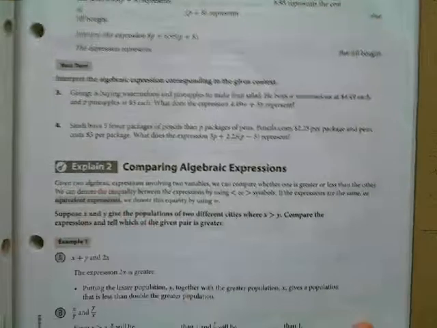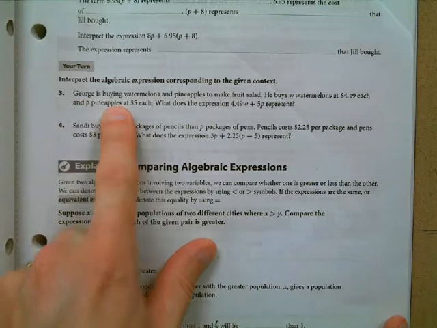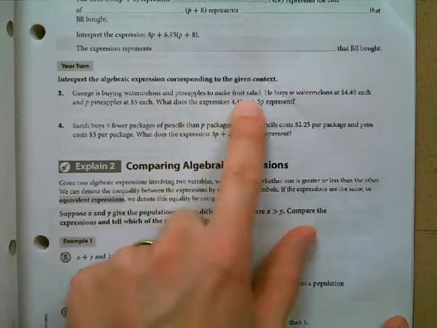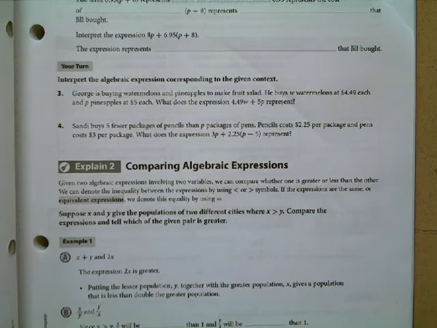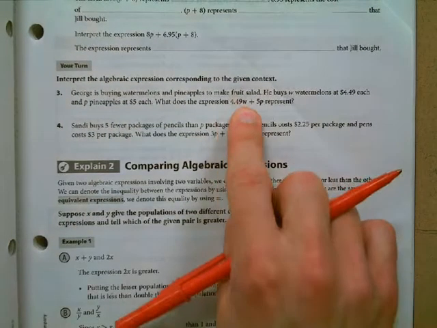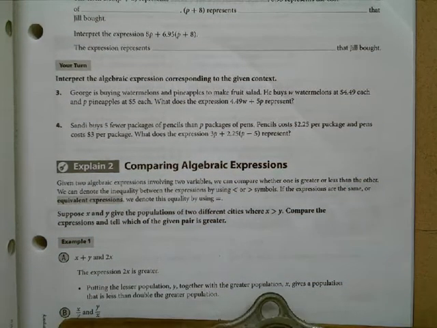What do we say here? Let's go to Reagan. What do you say, Reagan? Watermelons and pineapples. Okay, so right, the fruit. So every watermelon is $4.49, and we're going to buy w of those. So there's that 4.49w, and then we're going to have $5 per pineapple. We're buying p of those. So if we put those together, what does it represent? It's an addition, so we're totaling. How much? Yeah, the total cost.